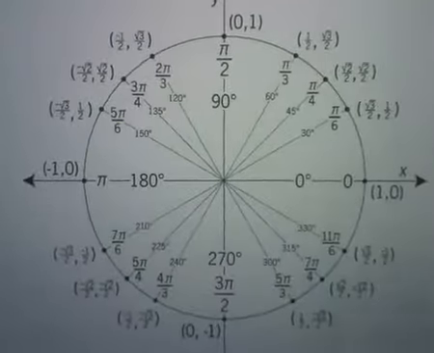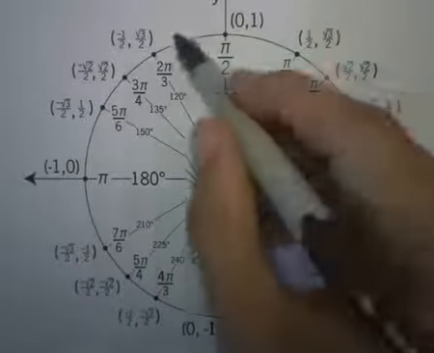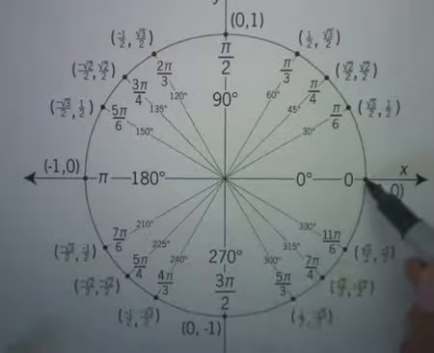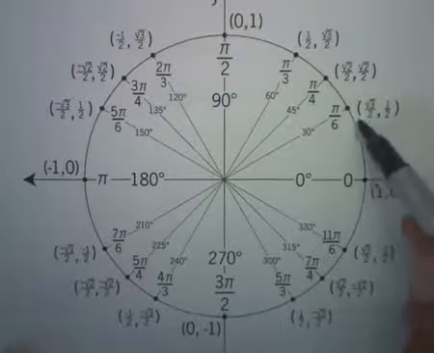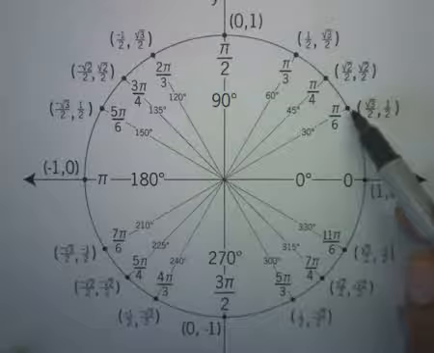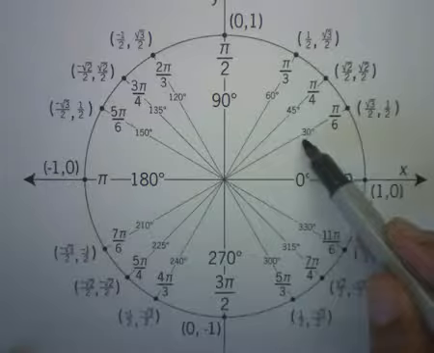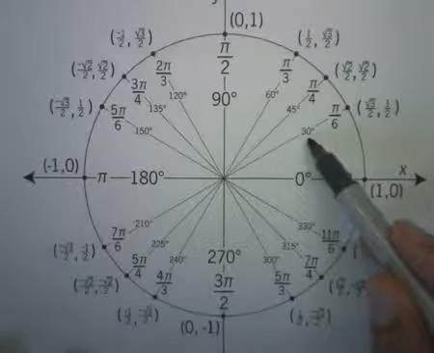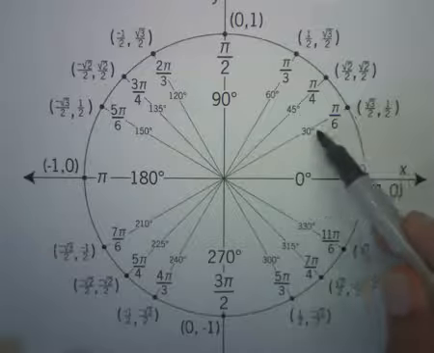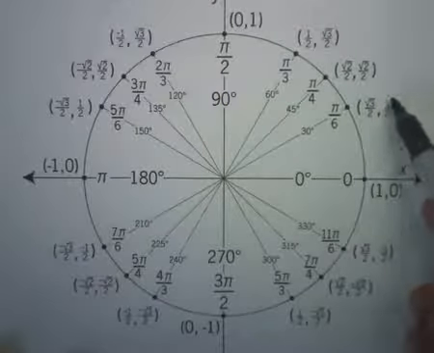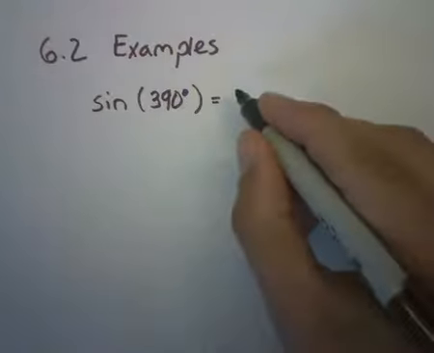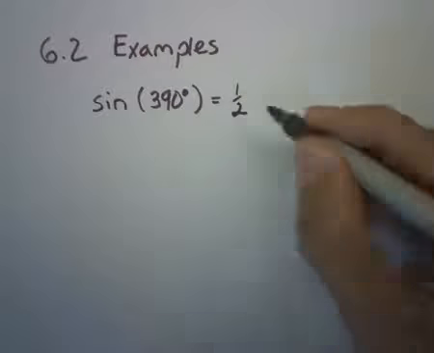So say start here, move this direction. Going all the way around once is 360 degrees, and 30 more degrees would take you to 390 degrees. So you're still at this spot on the unit circle. It's the exact same spot as 30 degrees. And if you want sine of 390, that's the y-coordinate here at 390 degrees, which is the same as 30. So the y-coordinate is still 1/2. So the sine of 390 degrees is 1/2.